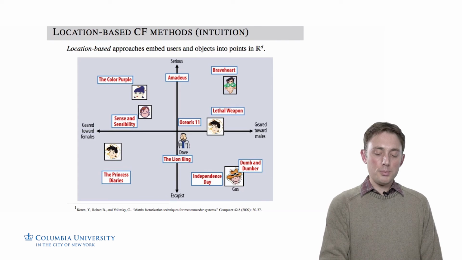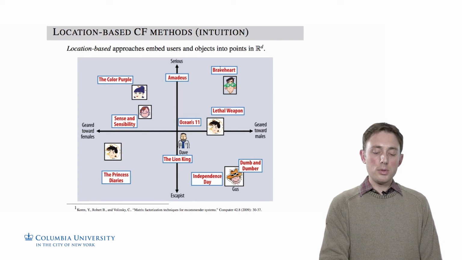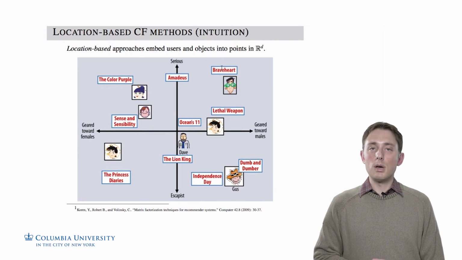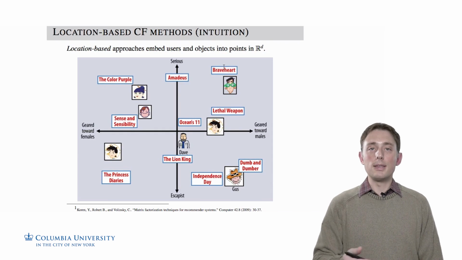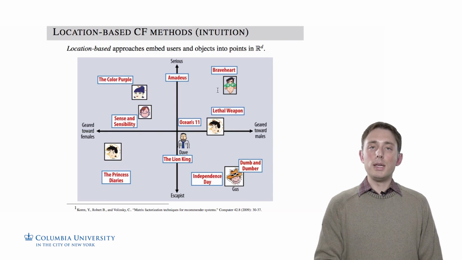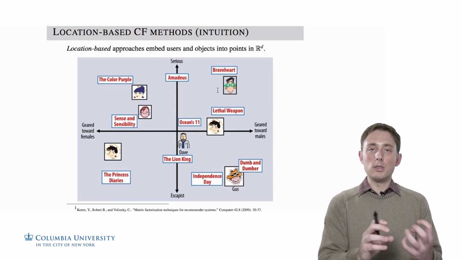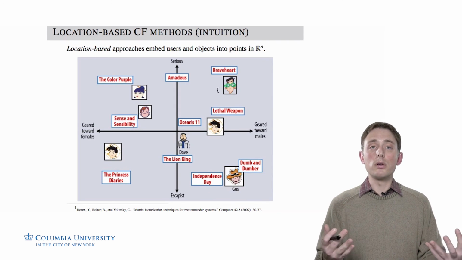Then, for example, this person is close to Braveheart, and so even though this person has not rated Braveheart, or I have no information about what this person thinks about Braveheart, because I have learned that Braveheart is close to this person, I'm going to assume that this person would like that movie. So these location-based methods that we're going to discuss today make recommendations based on how close things are to each other in a latent embedding space that we have to now learn from the data.